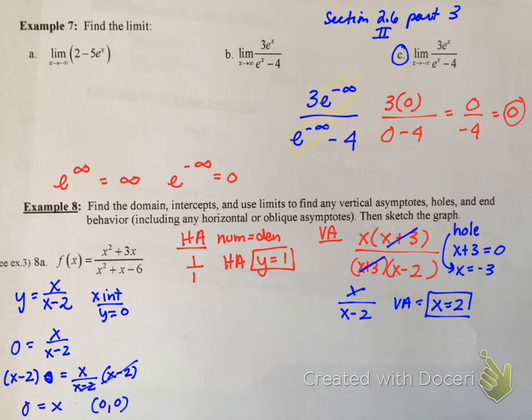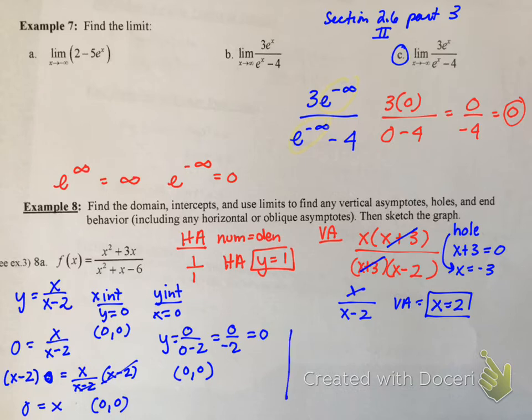And then for the y-intercept, we got to let x equal 0. So I get y equals 0 over 0 minus 2. So 0 over negative 2 is 0. So that coordinate is 0, 0 as well. Okay, and then it says, check out the end behavior.